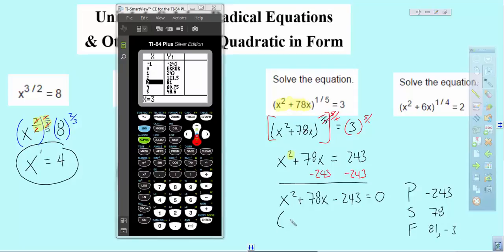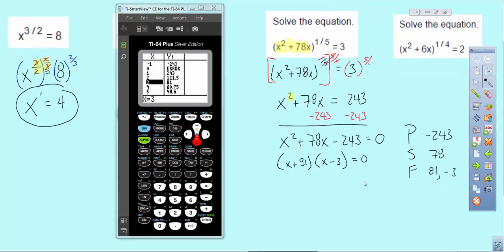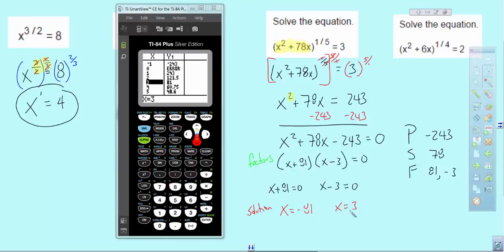I come over here. I say x plus 81, x minus 3. Remember at this point, that's set equal to 0. We take each one of those and set them equal to 0. So this is x plus 81 is equal to 0, x minus 3 is equal to 0. These are called factors. What we're about to do right now is called a solution. We solve each one of these. We get x is equal to negative 81 and x is equal to positive 3.